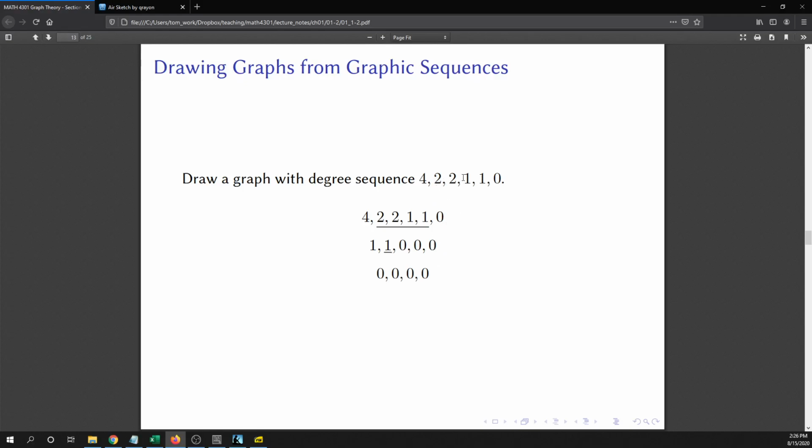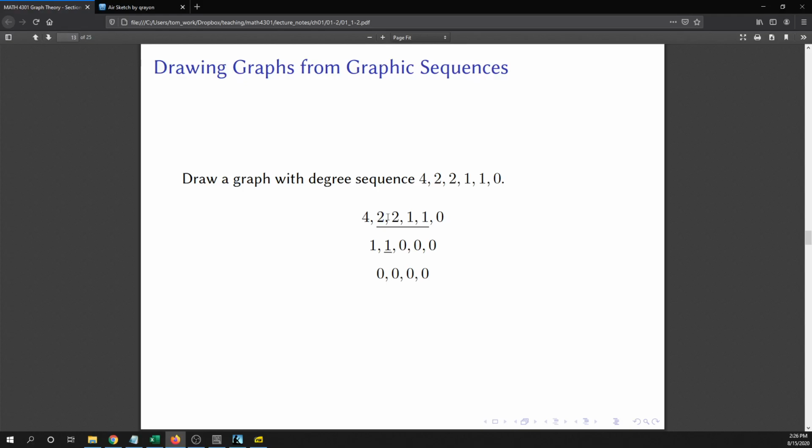If you had a more complicated graph with a longer number of vertices or whatever else, you could follow back through this algorithm in reverse to generate a graph with that given degree sequence. Okay, so I'm going to show you how to do that. So here is the reduction for this particular sequence, right?